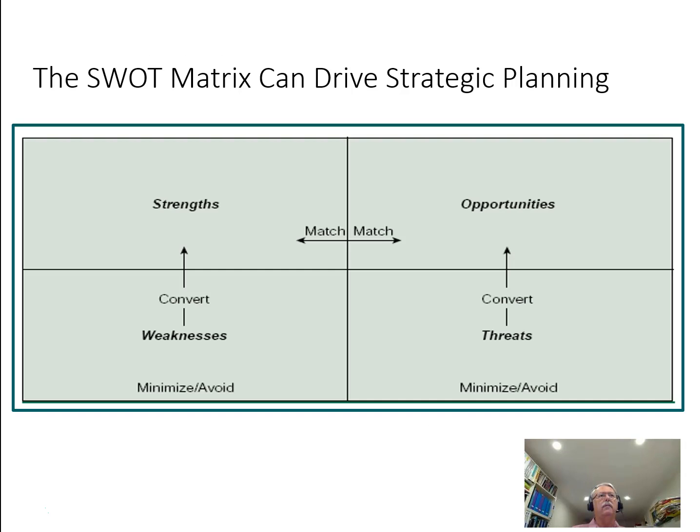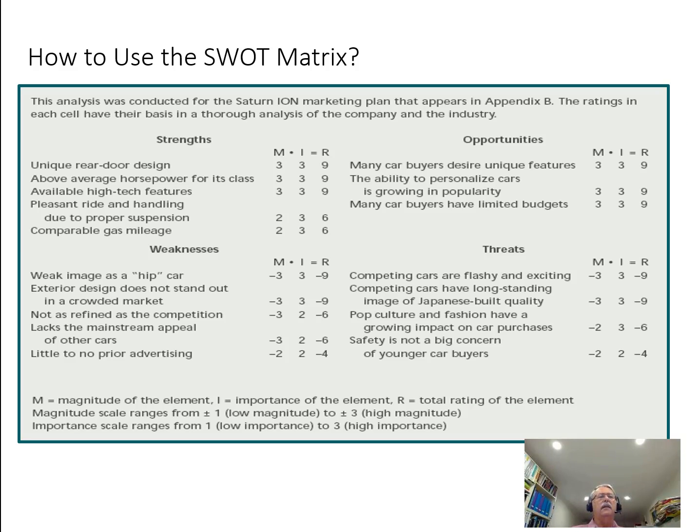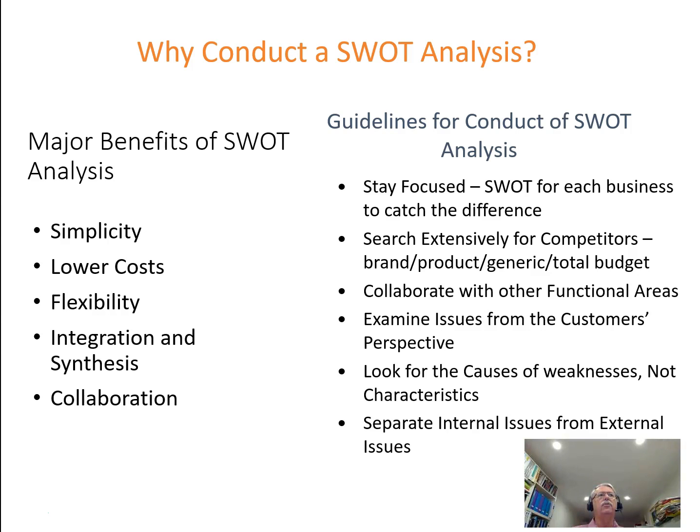When you look at the SWOT matrix, the aim is for you to be able to convert weaknesses into strengths and to convert threats into opportunities. Now, strengths and weaknesses look at the internal mechanisms within the firm, and opportunities and threats look at those externalities to the firm. There's a SWOT matrix which you can use to analyse your particular organisation. The major benefits of a SWOT are simplicity and lower costs. There are some guidelines that you can have a look at. I'll distribute this presentation as a PowerPoint slide presentation on the Interact site.